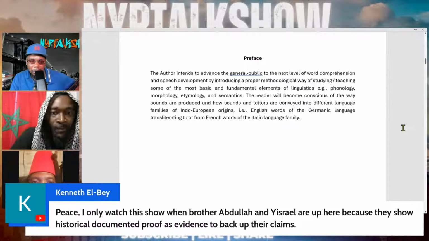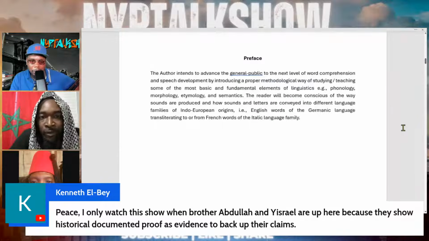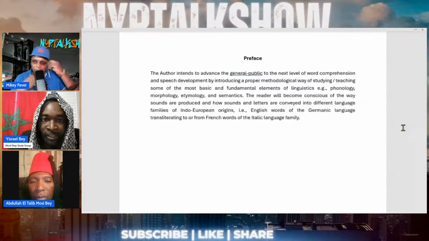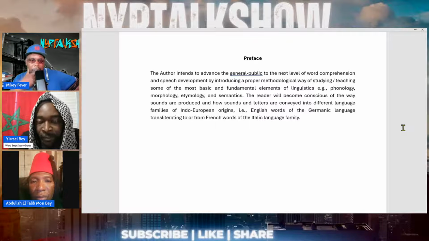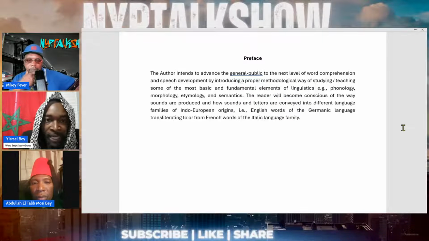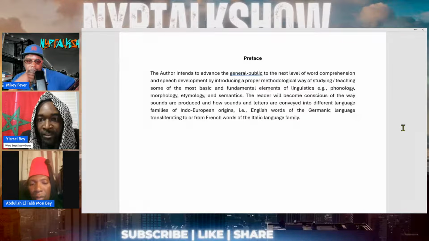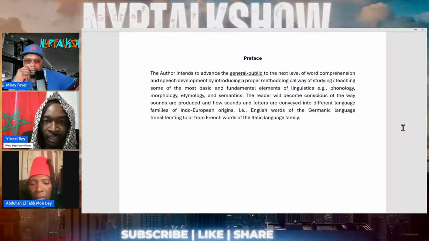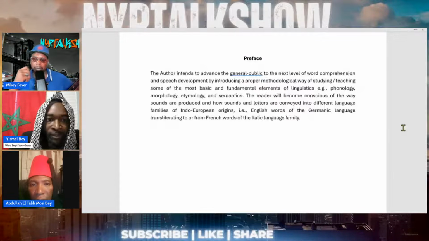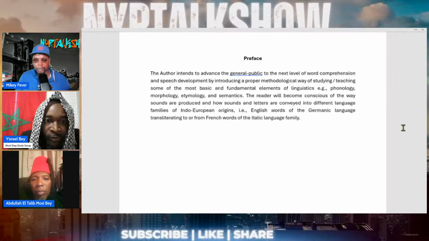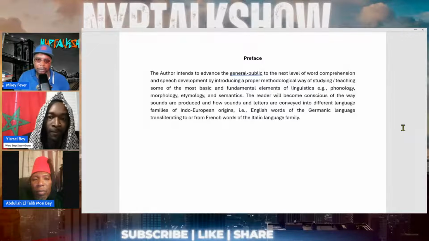Preface to the book. The author intends to advance the general public to the next level of word comprehension and speech development by introducing a proper methodological way of studying and teaching some of the most basic and fundamental elements of linguistics, e.g. phonology, morphology, etymology, and semantics. The reader will become conscious of the way sounds are produced and how sounds and letters are conveyed into different language families of Indo-European origins, i.e. English words of the Germanic language transliterate into or from French words of the Italic language family.